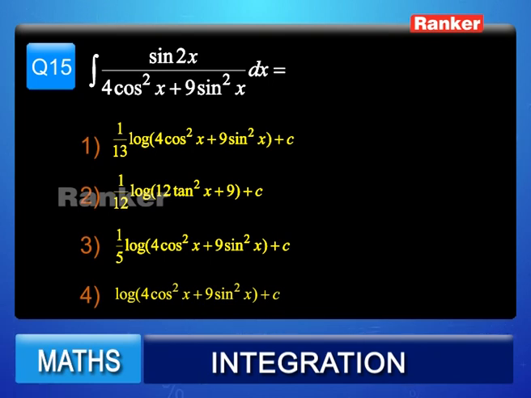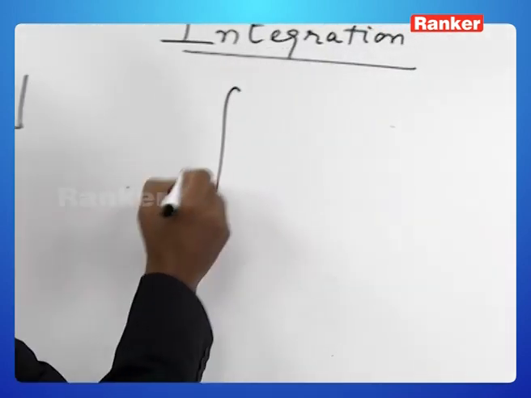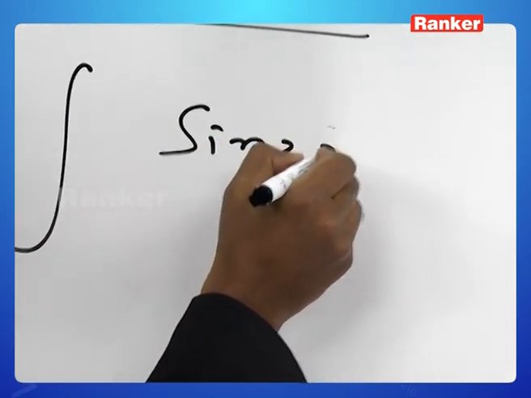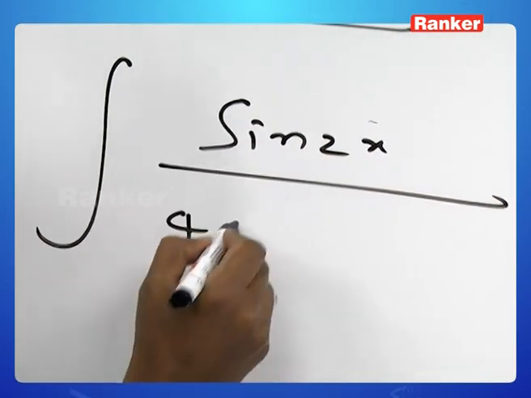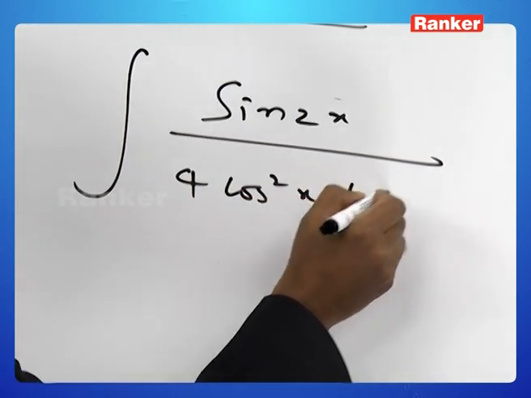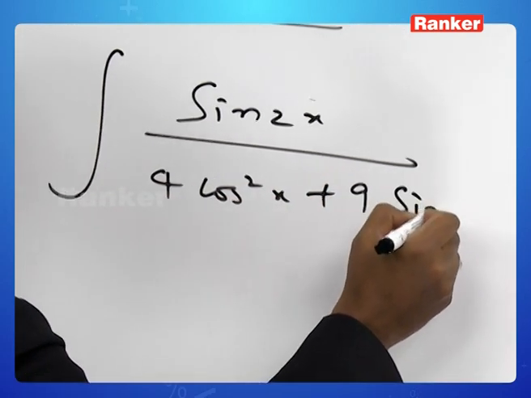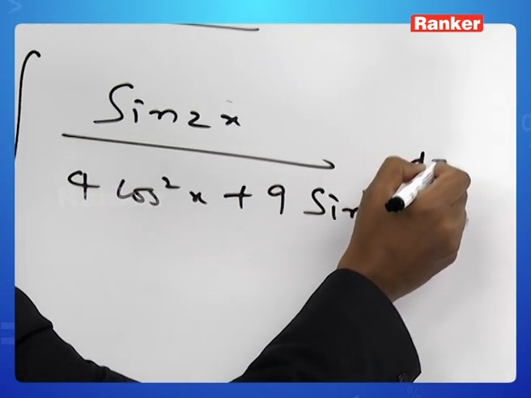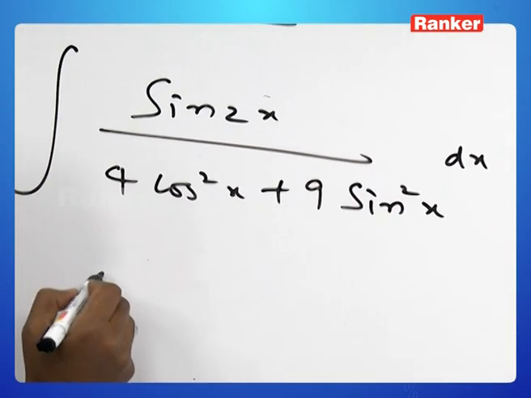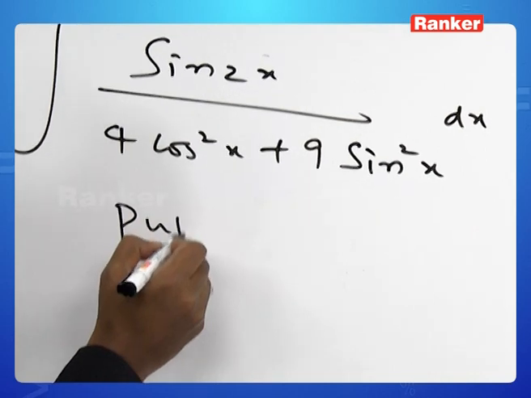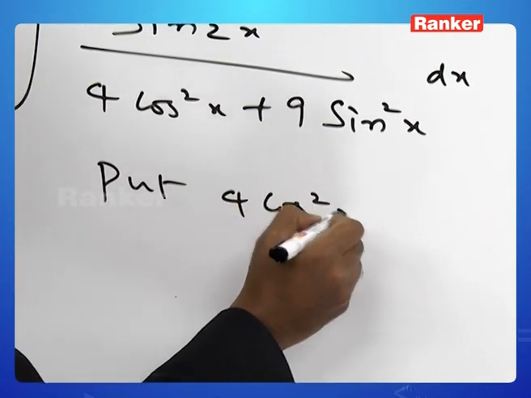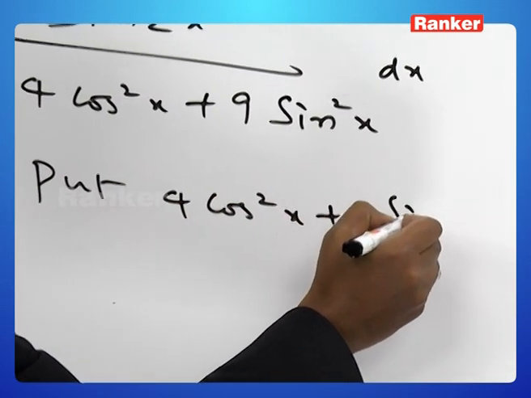Now, if you see in most of the options here, we observe that it is involving log of 4 cos square x plus 9 sin square x. So, then let us contemplate on this. What if we substitute 4 cos square x plus 9 sin square x as t? Let us go for that. Put 4 cos square x plus 9 sin square x as t.